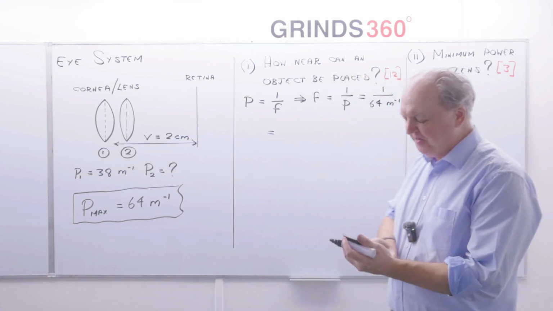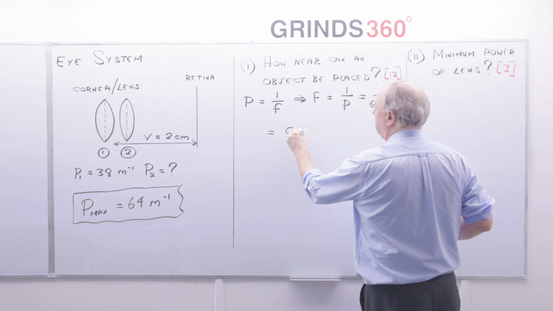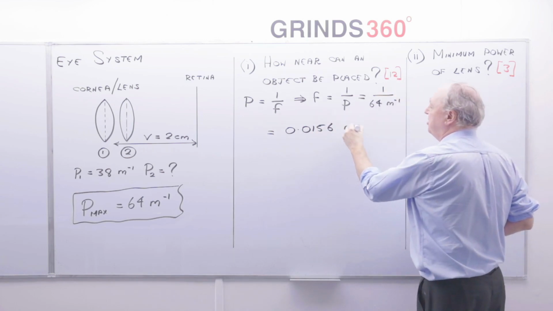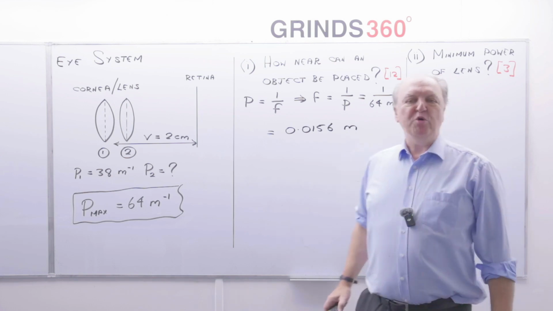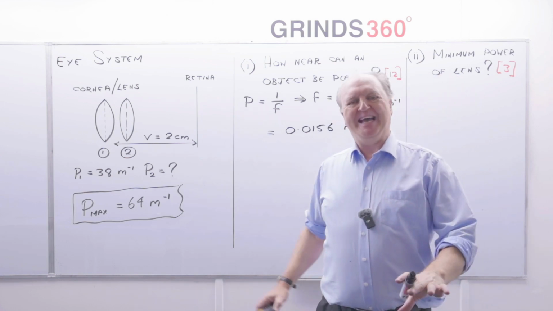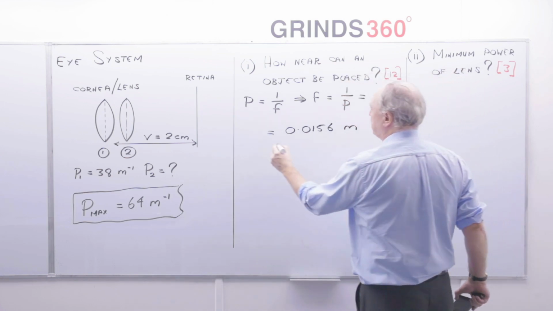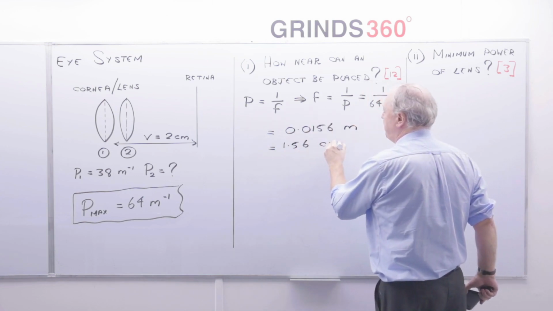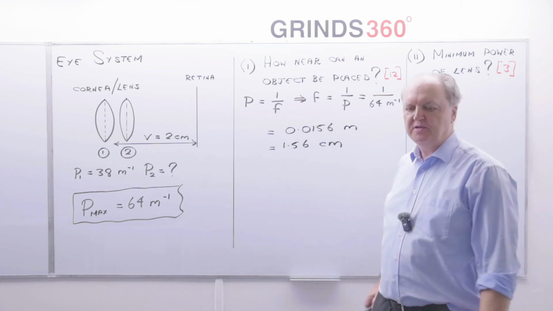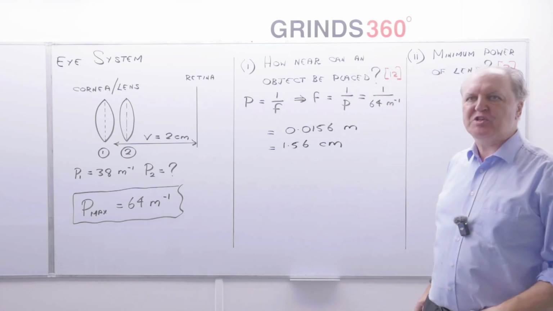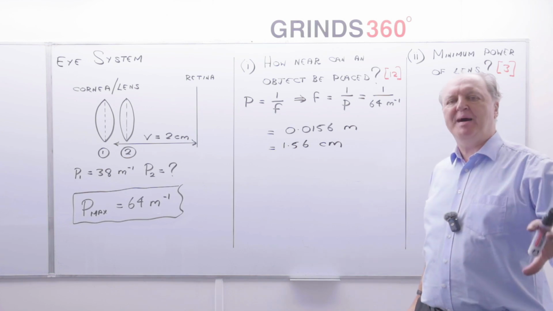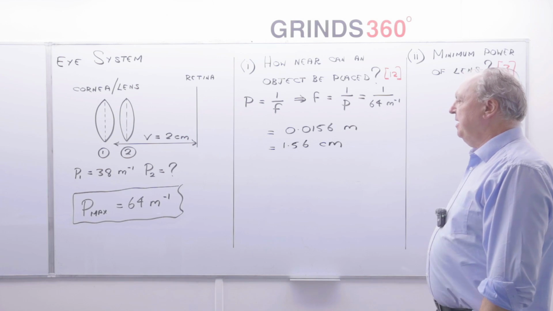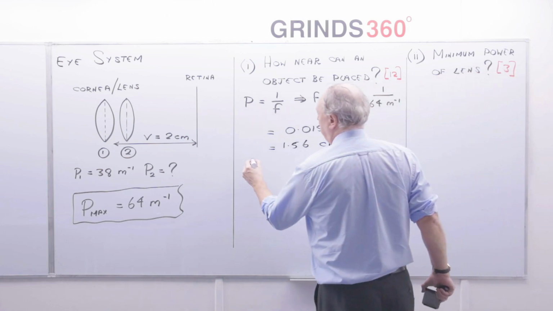And I get 0.0156. Bring the m to the power of minus 1 up, and it becomes meters. Then most of our problems when we use the lens formula is in centimeters. So let me turn that into centimeters by multiplying by 100. And I get 1.56 centimeters. That is the focus of my lens system when it's at its maximum power, when I'm looking at objects really close to me.